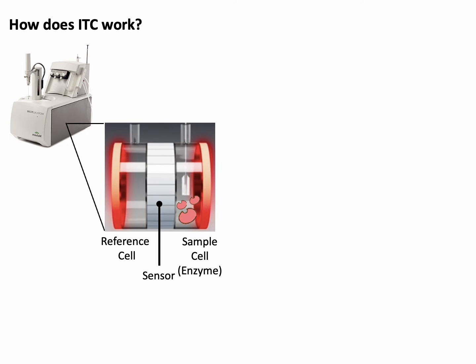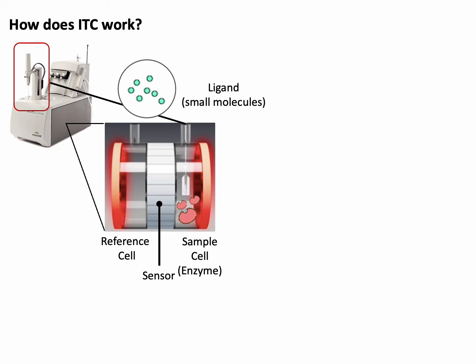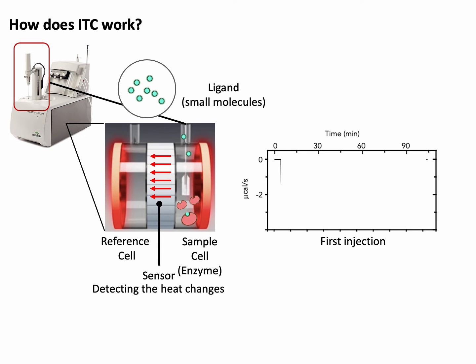experimental temperature. At the top of the ITC, it is equipped with a syringe, which is a very accurate injection device. It allows adding a specific amount of ligand, often small molecules, into the sample cell containing the protein of interest. If there is binding of the ligand to the protein, the heat changes are detected and measured.